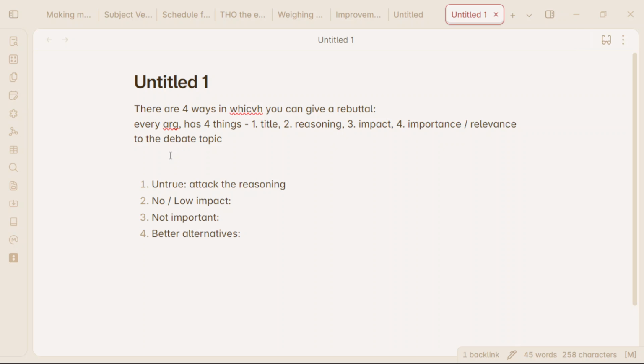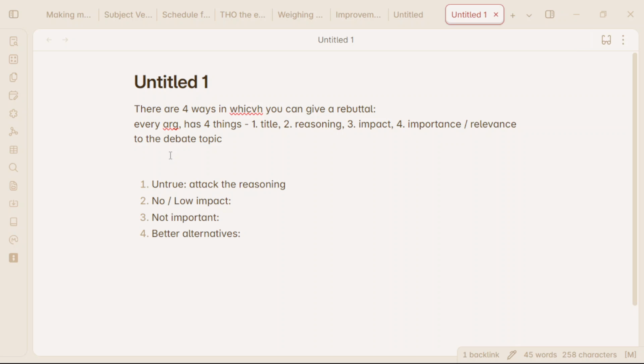But if someone is a little bit better, then they might be able to show how their argument is true and as well as have impact. In that case, you might need to show how their argument is not important, or you have better alternatives. So which one is going to be the easiest, or rather the best option for you, is something that can only be judged by hearing your opponent giving that argument, because it depends upon that which one you should go with. Okay. Sir, just one more doubt.